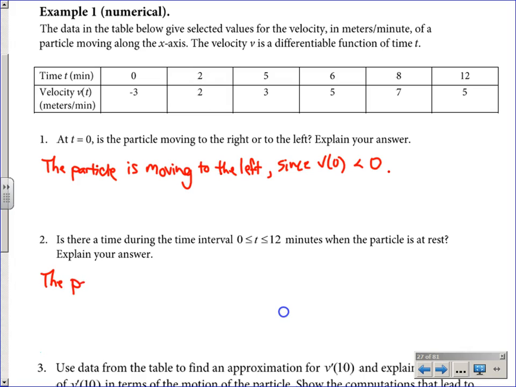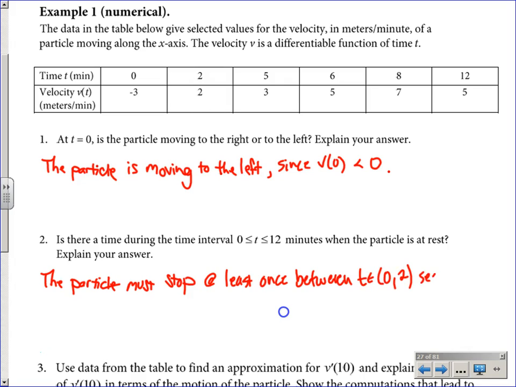The particle must stop. Tell me a time interval between 0 and 2. It must stop at least there. Must. Between 0 and 2 seconds. I think it's seconds. Oh, minutes. Sorry. You could even put it in words and say something like somewhere within the first 2 minutes. You can actually use the words. You don't have to use the math. Somewhere within the first 2 minutes or somewhere between t is 0 to 2.